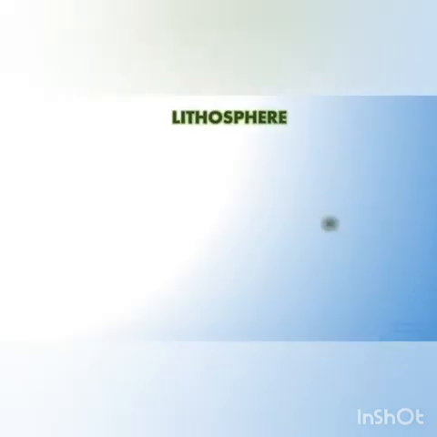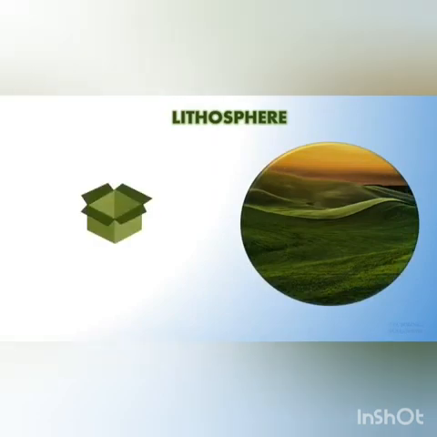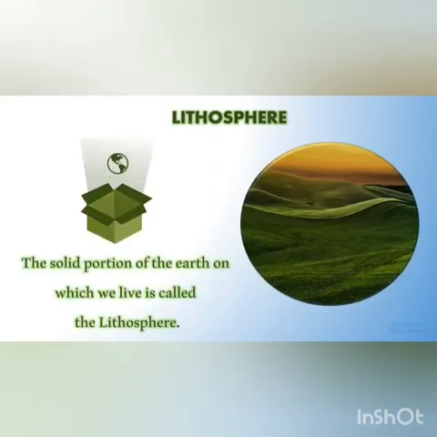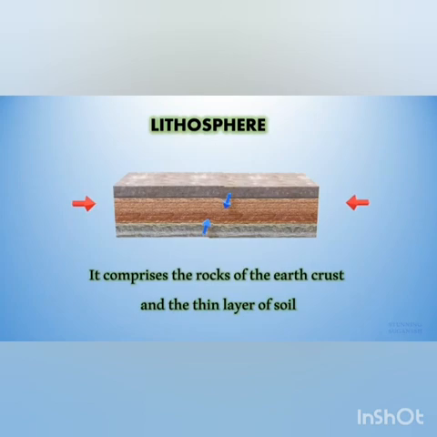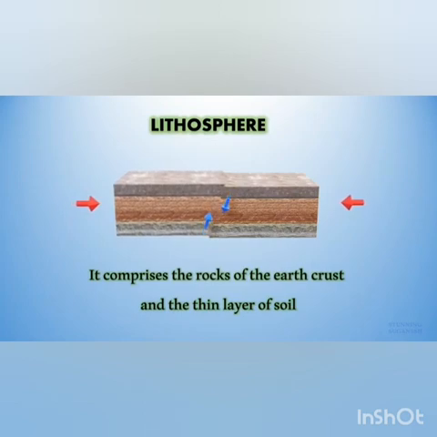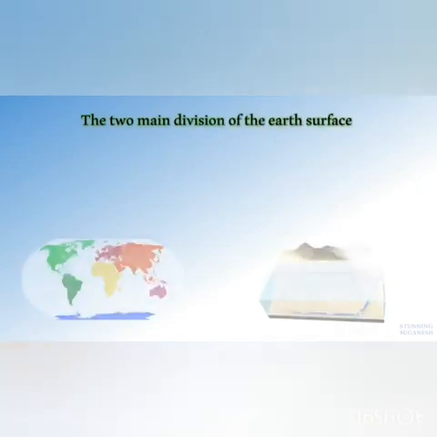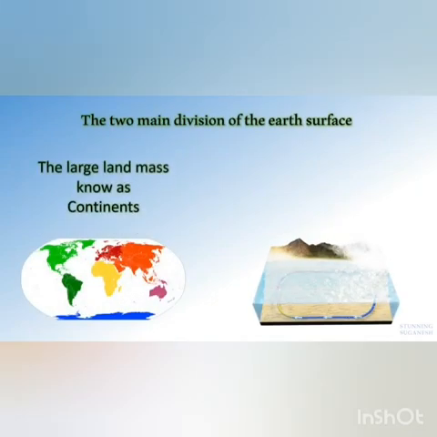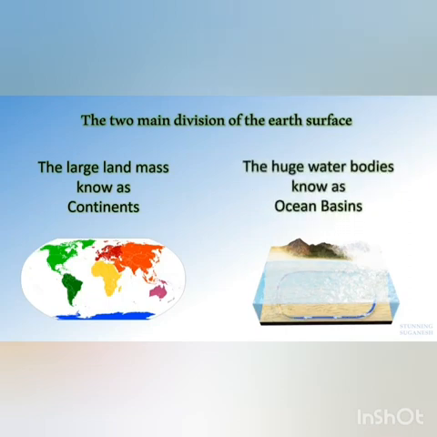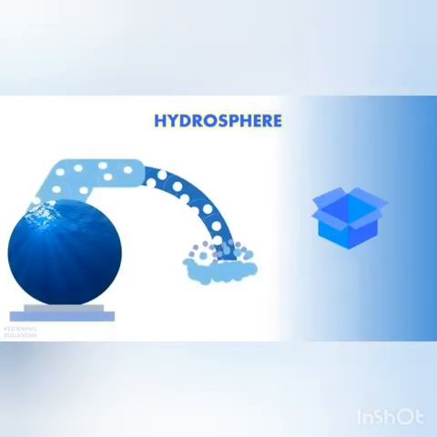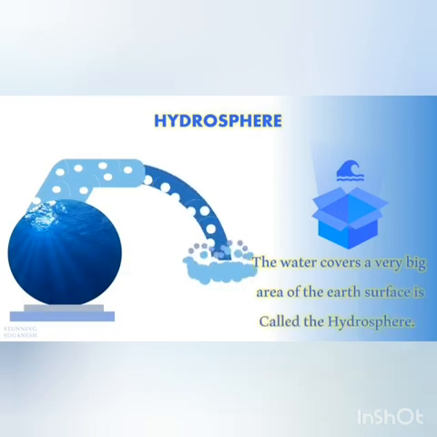Now what is lithosphere? The solid portion of the earth on which we live is called the lithosphere domain. It comprises the rocks of the earth crust and a thin layer of soil. It is further divided into two parts. The larger land masses are called the continents, and the larger water bodies that surround the continents are called oceans.